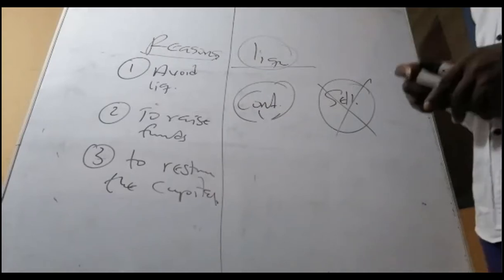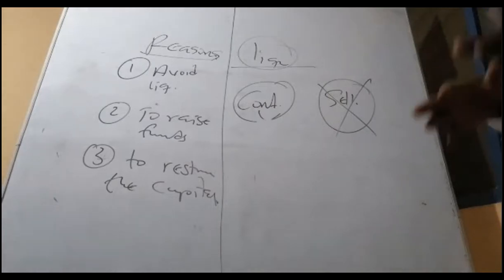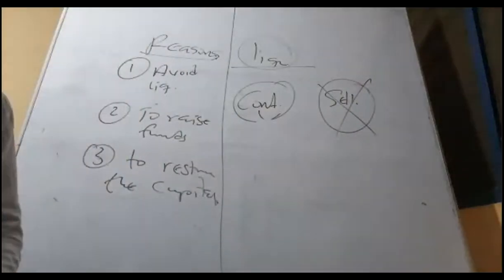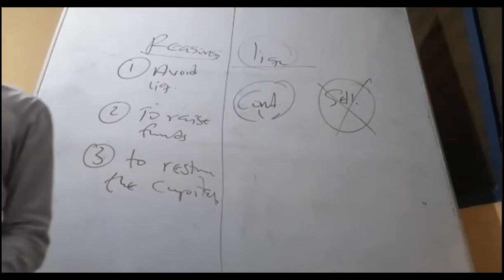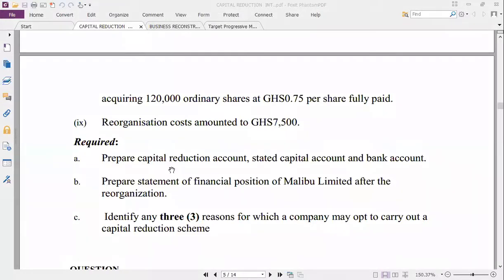Now let's continue this game. Please, Malibu question, but it's a Malibu, and then we have to look at it very well together with the Argentine Limited. Okay. So we are done. So you go straight and open the account requested by us. So capital reduction account, stated capital and bank account.